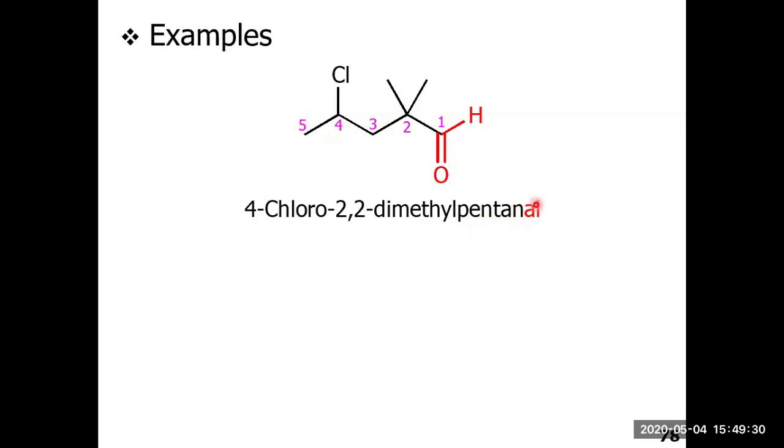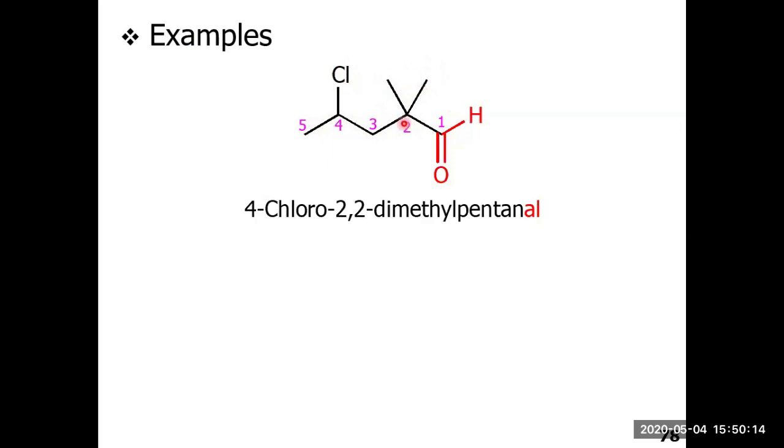Again, the suffix for aldehydes should end in "al". We should remember that we should start numbering at the end nearest the carbonyl carbon, or at the carbonyl carbon itself. So in this case, the numbering starts on this carbon. So 1, 2, 3, 4, and 5. Notice that in this molecule, we have a substituent at carbon number 4. So that is a chlorine. And at carbon number 2, we have the same types of substituents, and those are methyl groups.